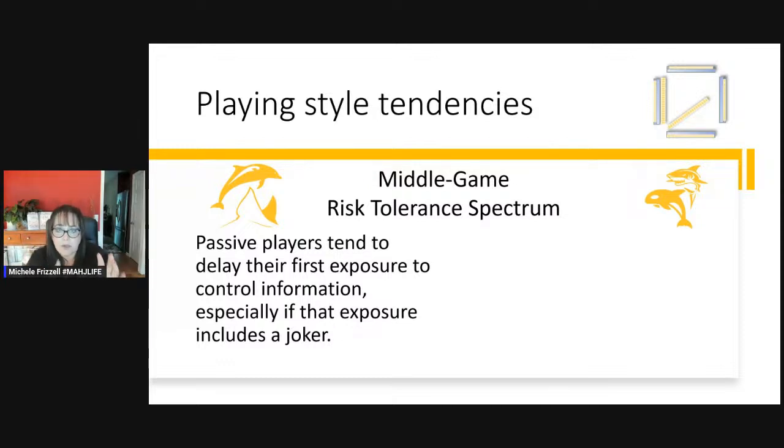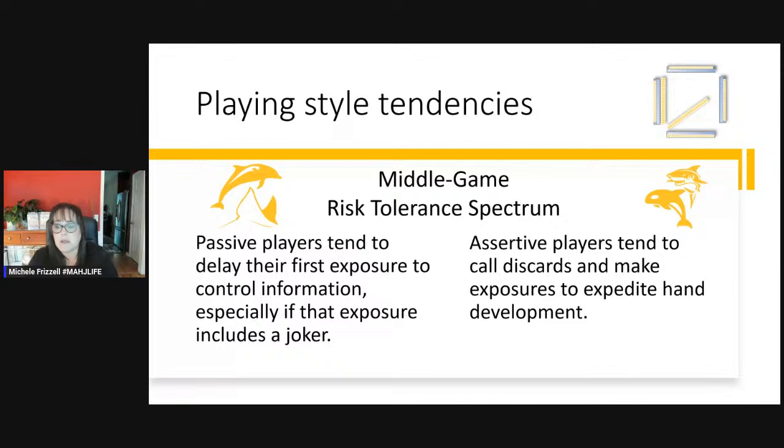This is more about risk tolerance now. We have the dolphin and the stingray where they're more passive. So they tend to delay their first exposure to control information, especially if there's a joker involved in that exposure, because they won't want to lose that joker to an opponent. Then we have the assertive players. They tend to claim discards and make those exposures, even if that means losing a joker, so that they can expedite hand development. They play more assertively. So there's an example of middle game risk tolerance.